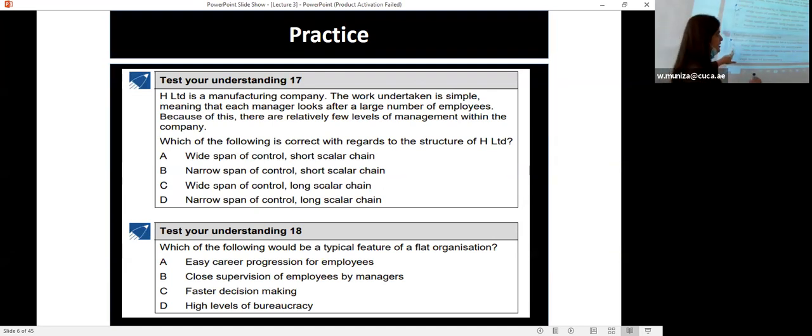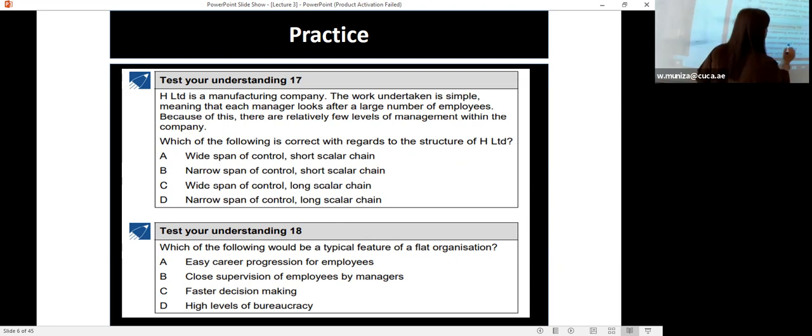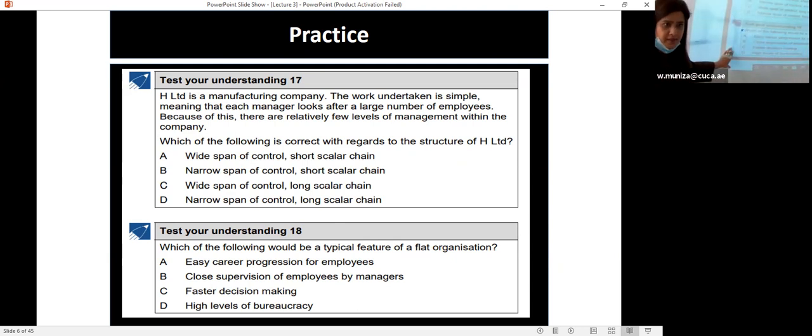Students, in flat organizations, the span of control is wider. When the span of control is wider, is it easy to supervise all of the employees? No. There will be supervision because the work can be simple or repetitive, but the supervisor will not have the advantage of supervising each and every employee closely. When there is a tall organization and the span of control is lesser, then it's easy to supervise the employees closely. Getting my point? Say, for example, if the span of control is 2, the supervision is easy as compared to the span of control of 5. So in flat organization, the span of control would be wider. That is why close supervision of the employees by managers is not going to happen.